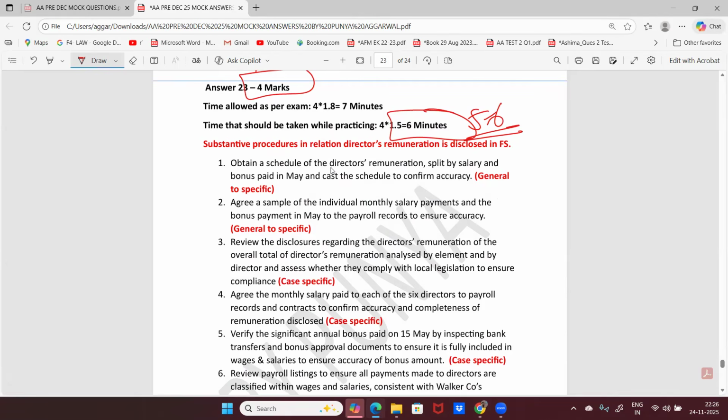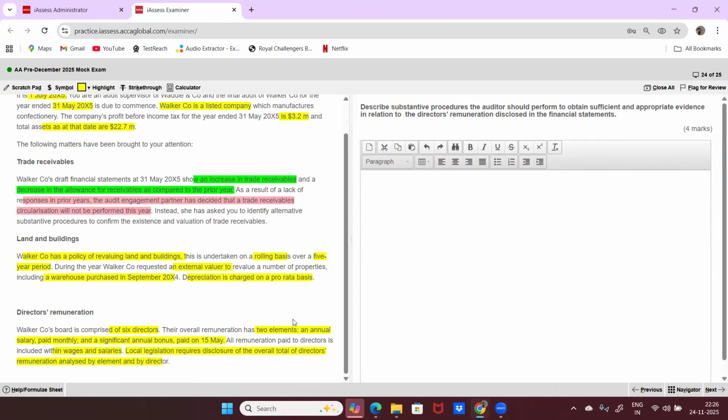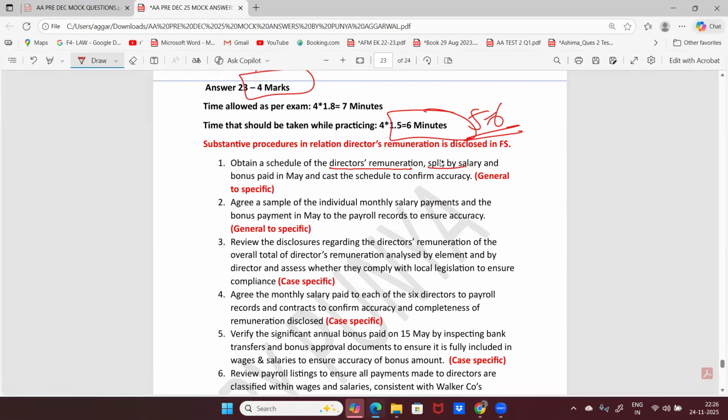Obtain a schedule of directors' remuneration split by salary. Now we got to know over here that there are two elements. One is salary and one is annual bonus, which is paid on 15th of May. So we'll say that we will split by salary and bonus paid in May. So you can also add 15 May and cast the schedule to confirm accuracy.